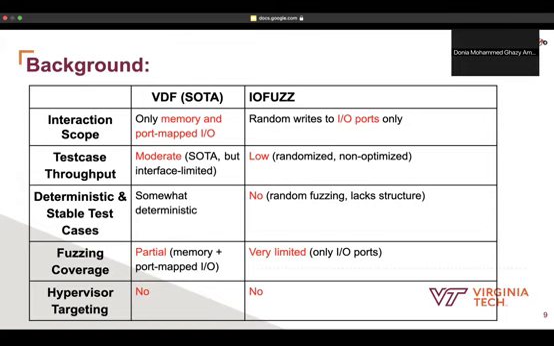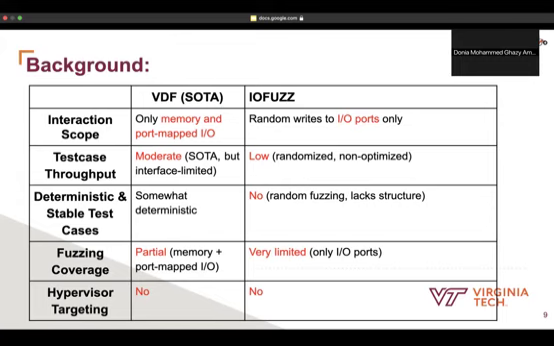Fuzzing coverage in VDF is partial because, as I said, it only interacts with memory and port-mapped IO. And it is very limited in IOFuzz because it only interacts with the IO port.